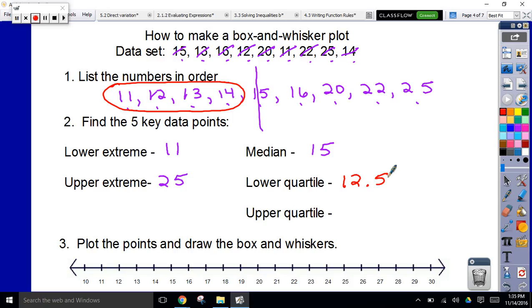Then the upper quartile, we're going to look at the top set of data. So we're going to look at this half. Caleb, what would my upper quartile be? 21. 21, good. It's the number right in between 20 and 22, which is 21.